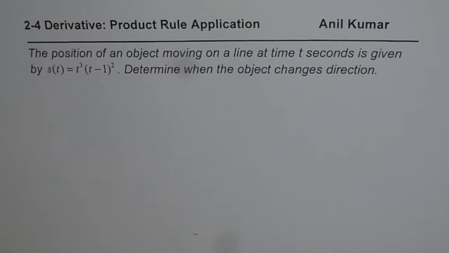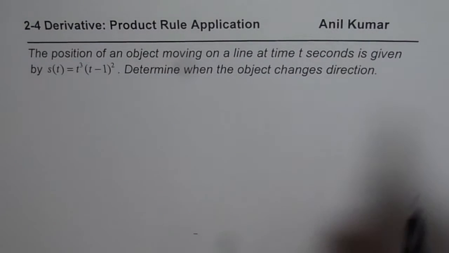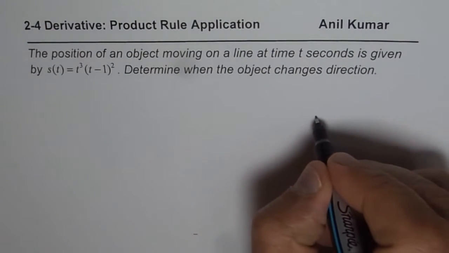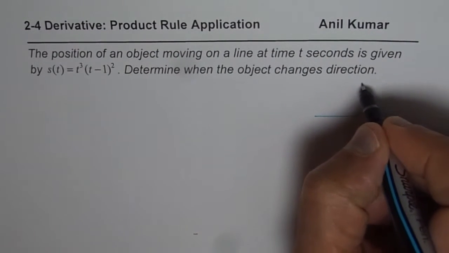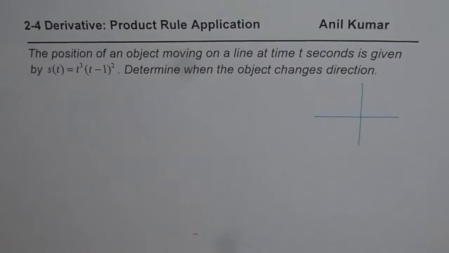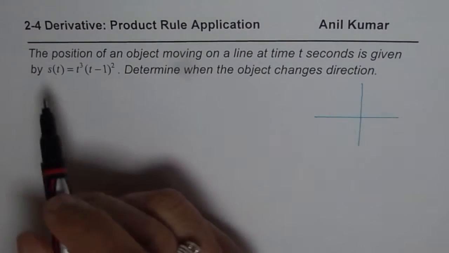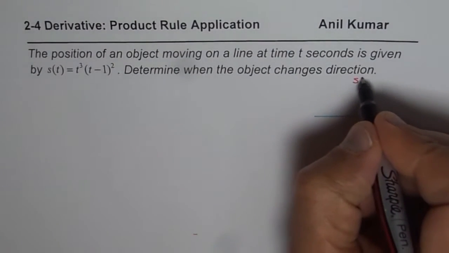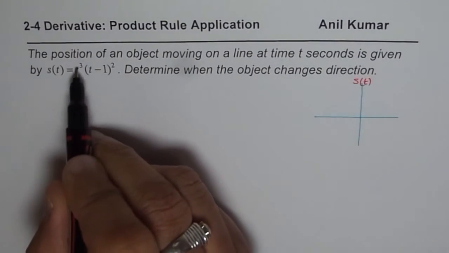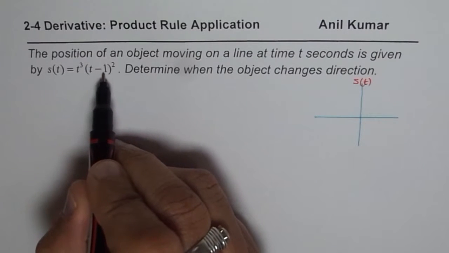This is indeed a very interesting question, and here students can actually make a mistake. So let us try to understand how to solve such a question. Let me begin by analyzing the given function, which is the displacement function. I'll sketch a small graph here, which will help you understand what we're trying to do. S of t is t cubed times (t minus 1) squared.